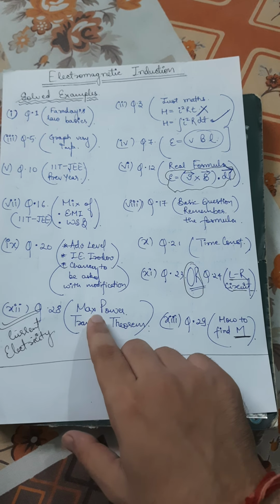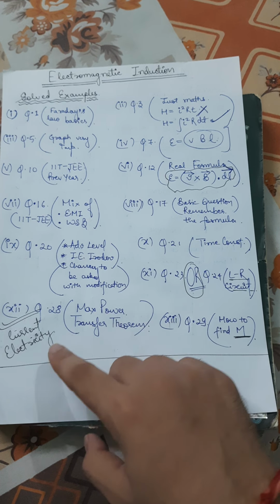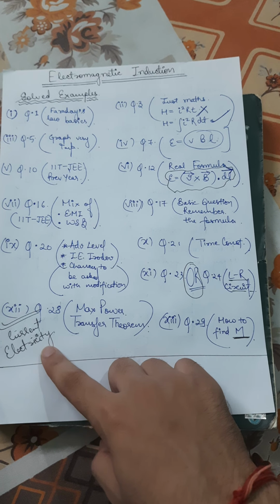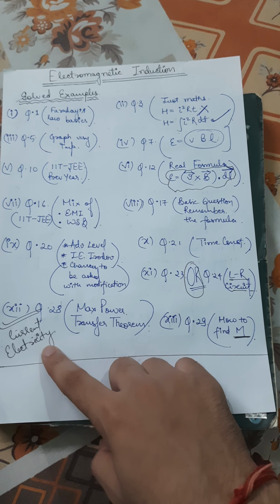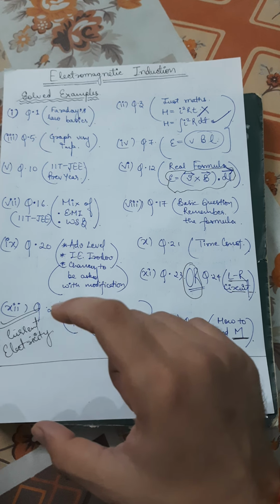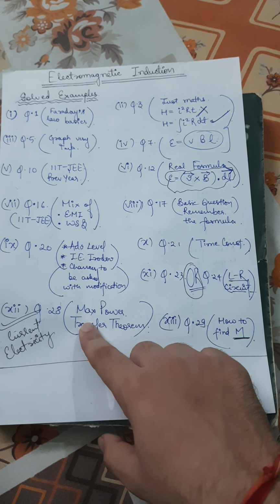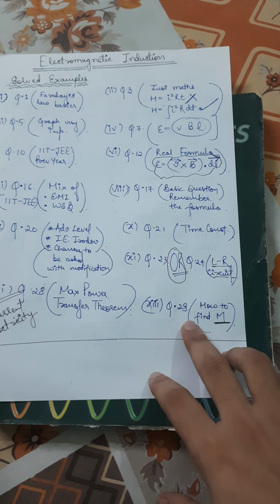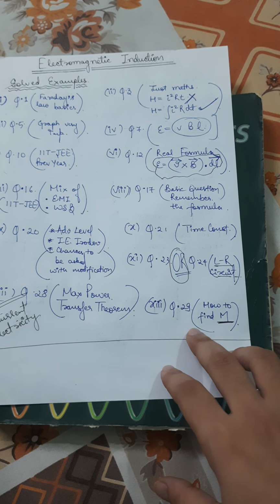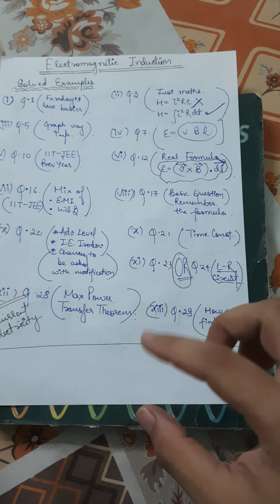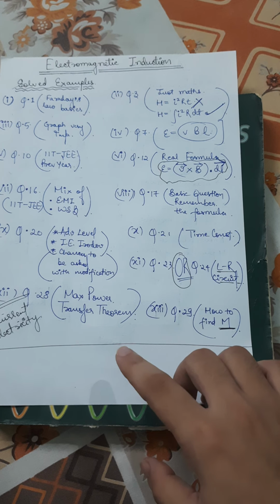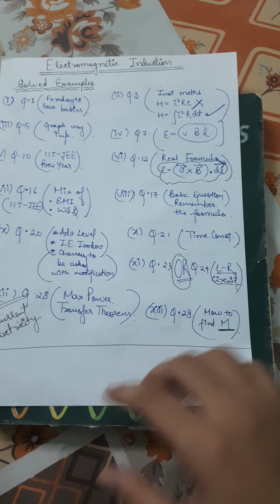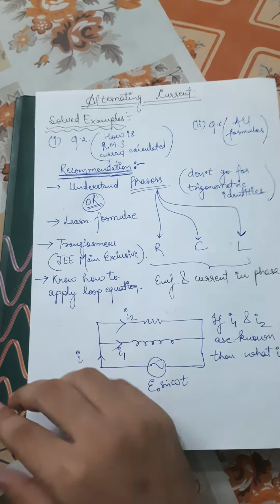Then question number 28 is based on the maximum power transfer theorem. It was also mentioned in current electricity, not in this book, but the maximum power transfer formula is that when the overall resistance is equal to the internal resistance of the battery, then the power delivered is maximum. Question number 29 will tell you how to find the mutual induction. Which circle do we have to select for the area and which circle's magnetic field do we have to use? So do this question. Now let's go to alternating current.